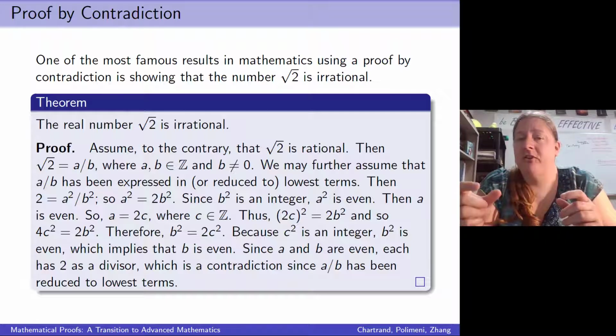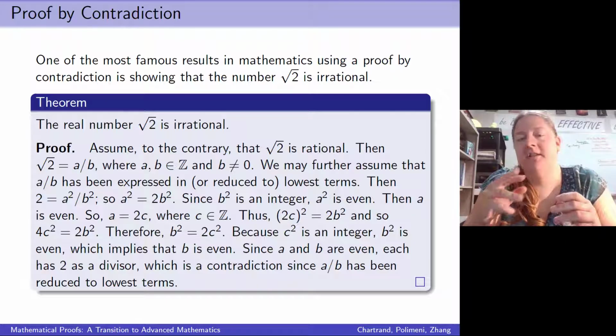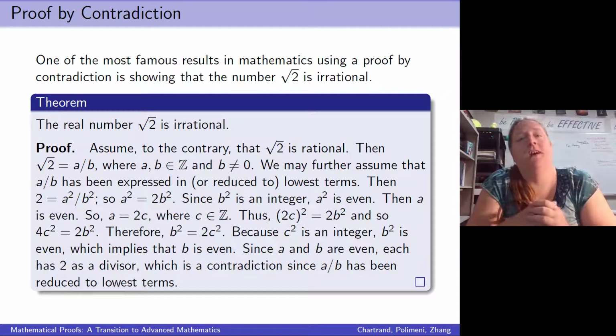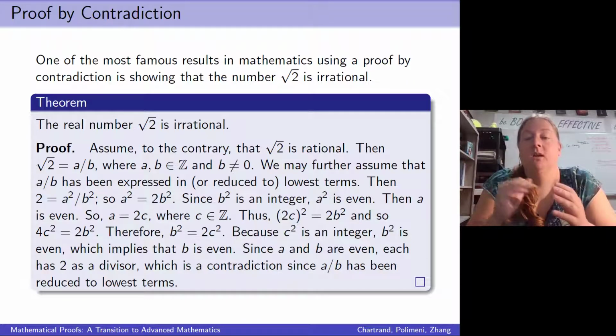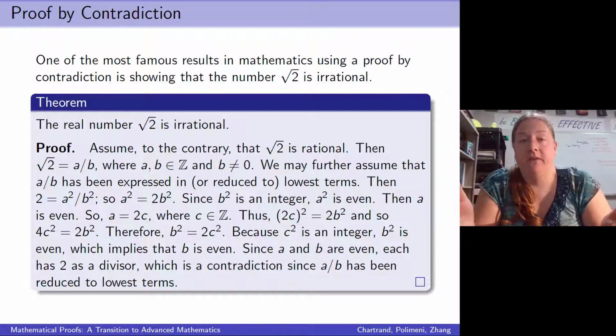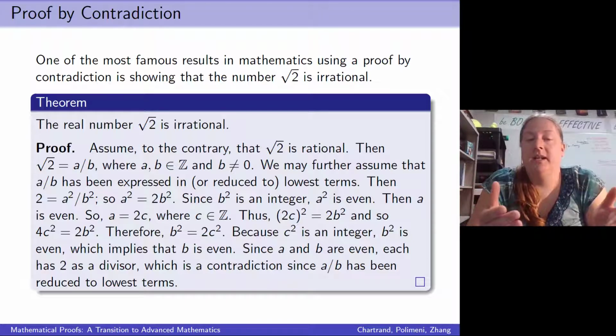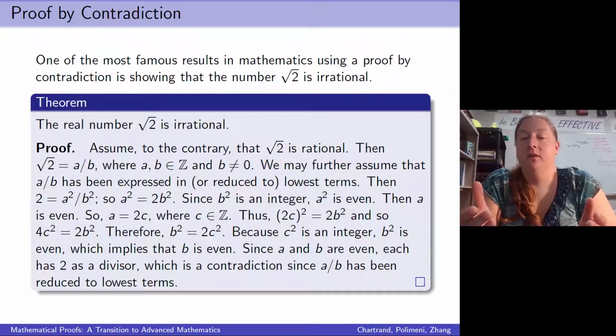I can go one step further too, and say I want those integers to be in lowest terms, or a reduced fraction. Smallest possible integers that I can have here. So that means a and b have no factors in common. They've been reduced. So then I've got square root of 2 equals a over b for some reduced fraction a over b. So I'm going to square both sides and get 2 equals a squared divided by b squared. And then I'm going to multiply both sides by b squared. So I've got a squared equals 2b squared.